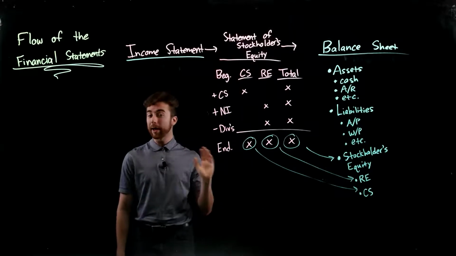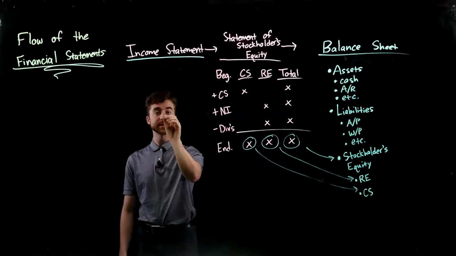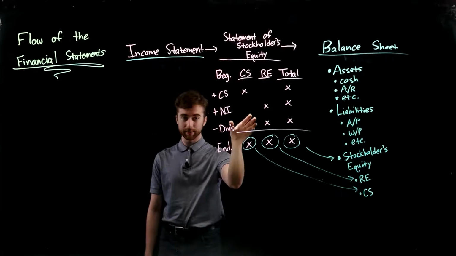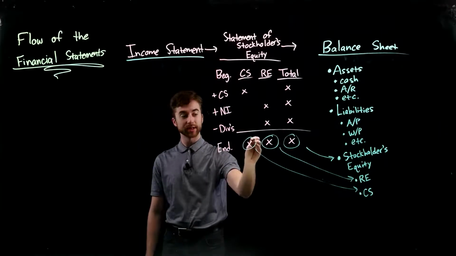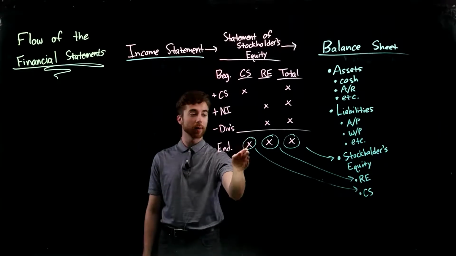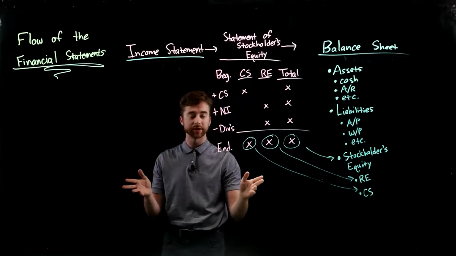Okay, so as far as the balance sheet is concerned, now that we've done our income statement, where the net income plugged into our statement of stockholders' equity, we have our statement of stockholders' equity, which gives us our ending balances in our common stock, retained earnings, and just our overall stockholders' equity.